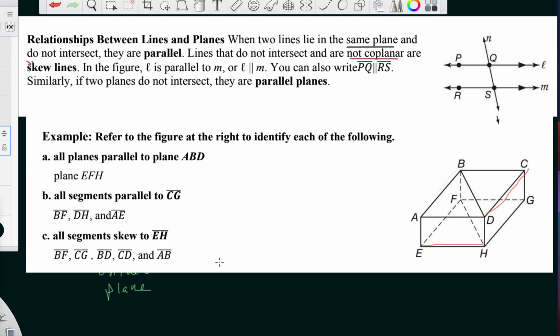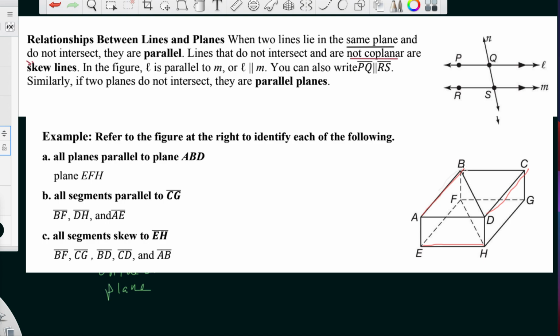D to C, or CD, there it is right there. All of these guys up front are either on the same plane or they intersect. So this whole front side doesn't work. But what about AB from the top of the box? That works, right? That's one of them. So we have CD and AB. We're looking at skew lines.